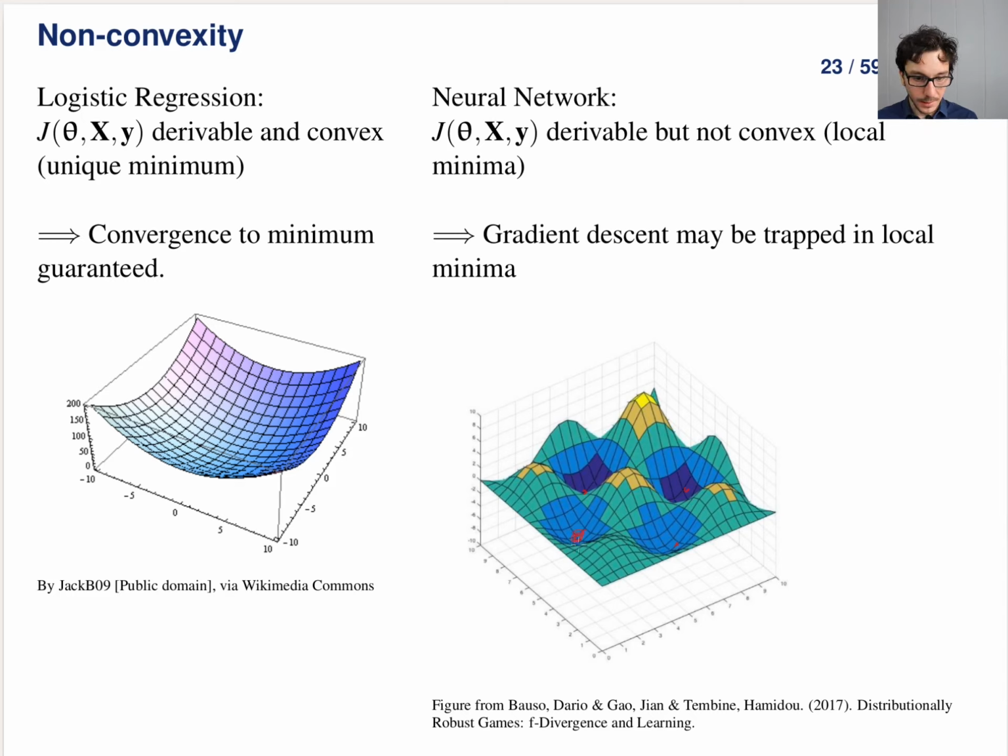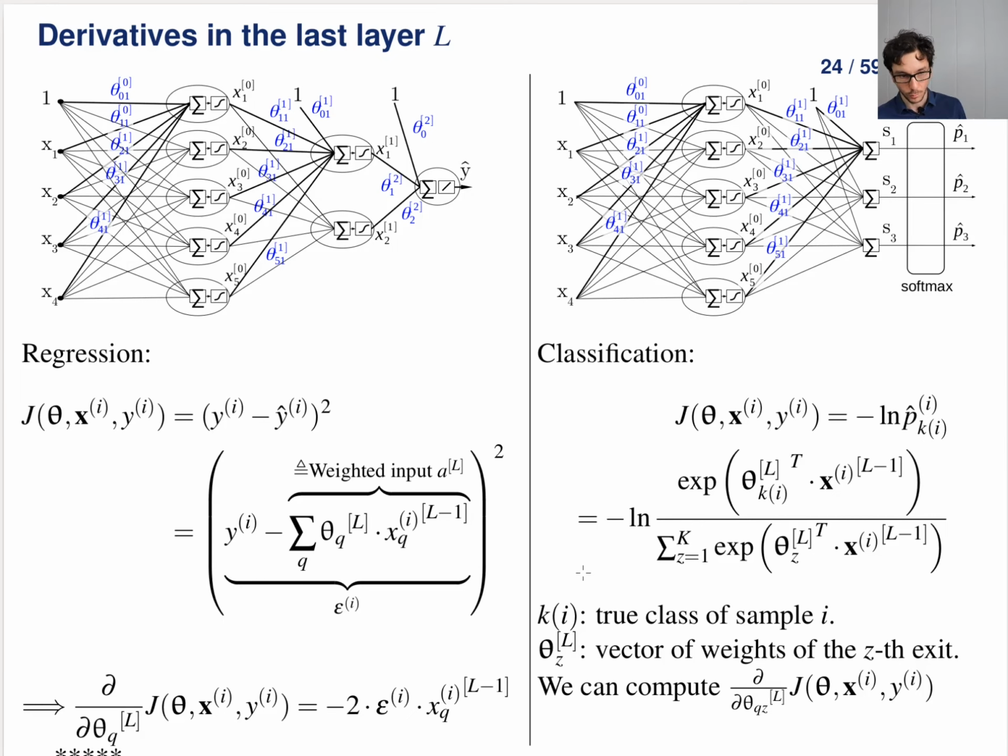For instance, here this is a bad minimum because this other minimum here is deeper, so the loss function is smaller there. So if we are trapped around this point, our loss will remain unfortunately high. This is a limit of neural networks and we have to cope with it.